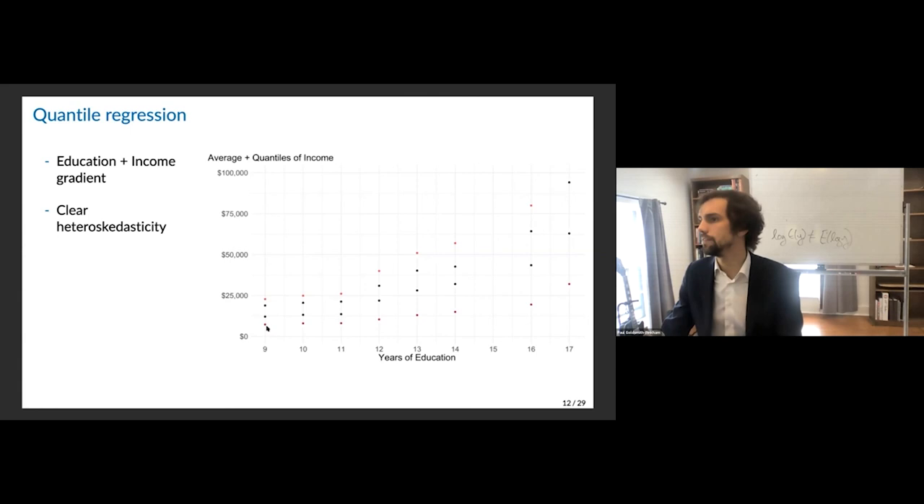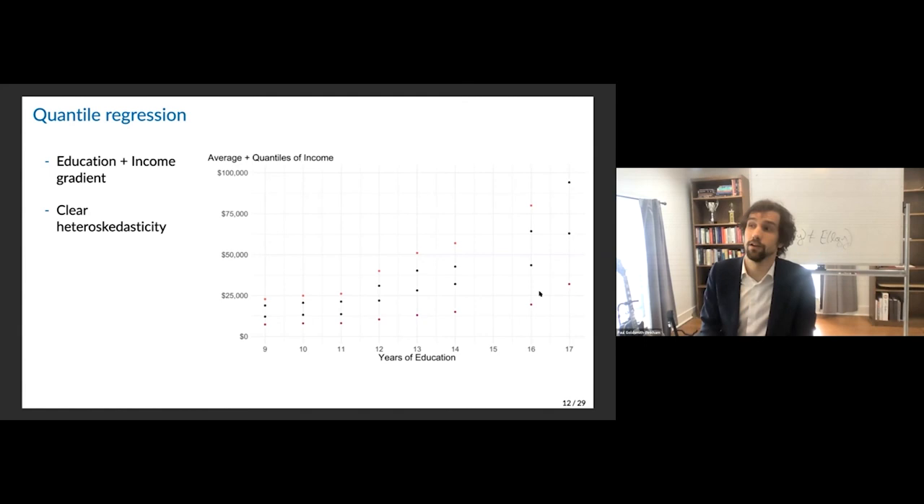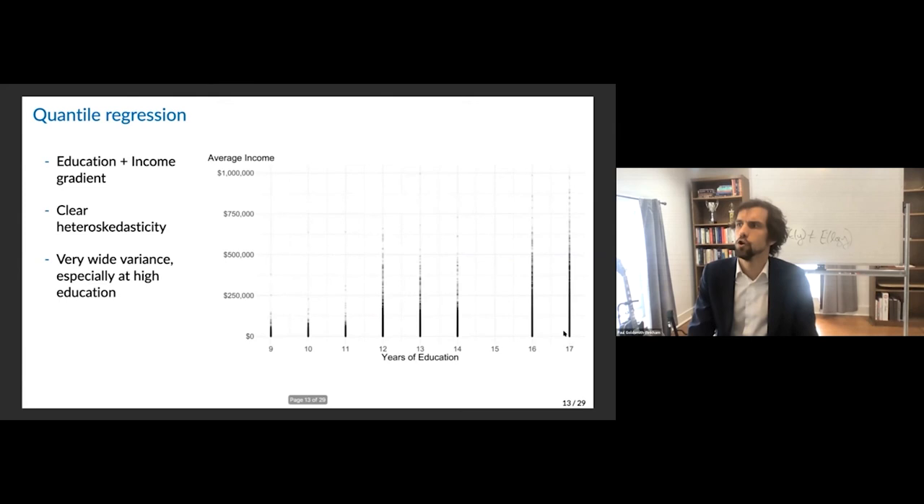So one thing to notice here is there's pretty clear heteroscedasticity. There's a lot of spread, and the spread really increases as you go up in education. This should be 17 plus. So this is basically anyone who does post-secondary college. There's pretty wide variance, especially at high education. There's a lot of distribution here. I capped it at 1 million. There are more observations that go up.